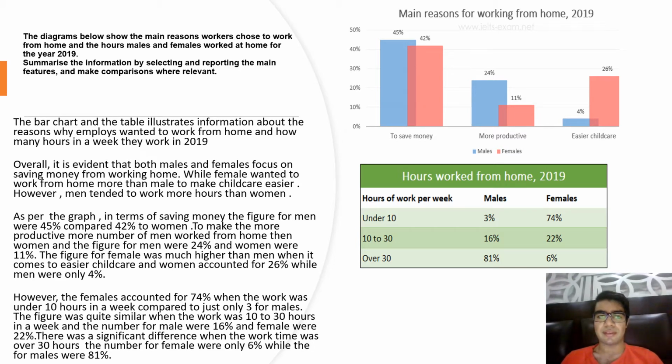So employees, it's EMPLOYEES. This word is incorrect. And then he said employees wanted to work from home and how many hours in a week they work in 2019. Now this word is incorrect because 2019 is in the past, so you should use a past tense. It should be worked, WORKED, not work. Be careful with the tenses, Rahat.